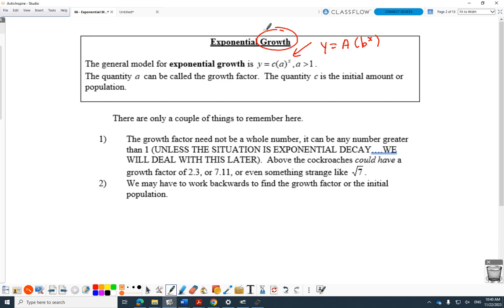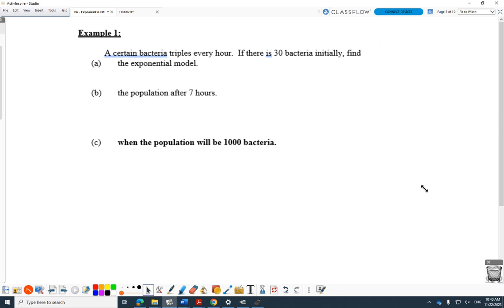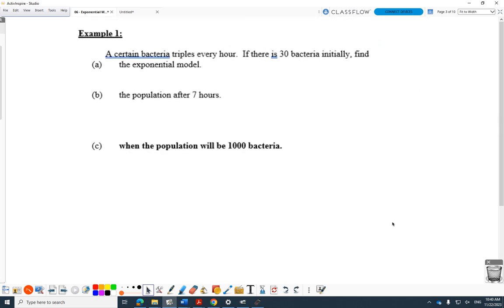And then it said we may have to work backwards to find the growth factor or initial population. Let's let that sneak up on us too. It's not that bad to do those things, but let's let that sneak up on us too. Right into what I think is a fairly straightforward question, now that I've taught that first example. And then I'll ramp it up from there.